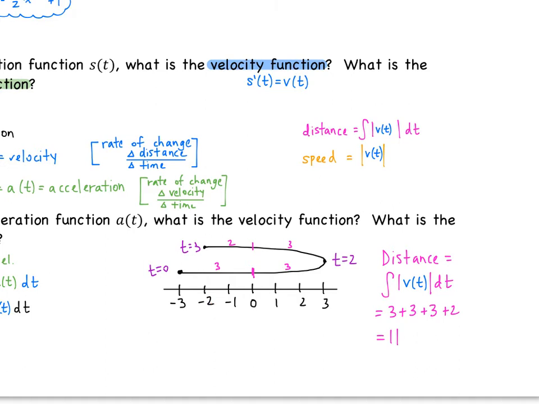So the distance, or the distance traveled, is really equal to the integral of the absolute value of the velocity. So if we look through, we're really just talking about how far we traveled, right? So we traveled 3 units, then 3 units here, and we went another 3 units and 2 units until time was up at t equals 3.